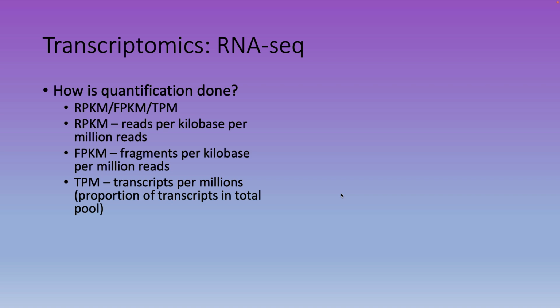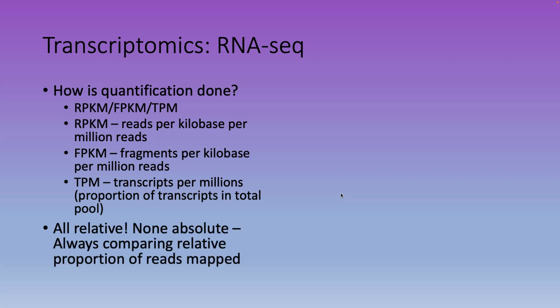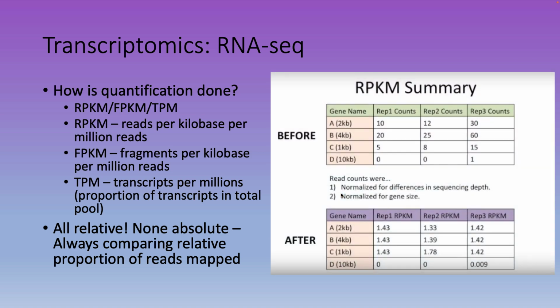So these are basically described as reads per kilobase per million, fragments per kilobase per million, and transcripts per million. And one of the reasons why you might think about this is they're all relative. In these cases, these are all relative values, and what they're looking to do is compare the relative proportion of reads that have been mapped from samples. And one thing I think that's key to note here is that there is some benefit to taking one approach over another.